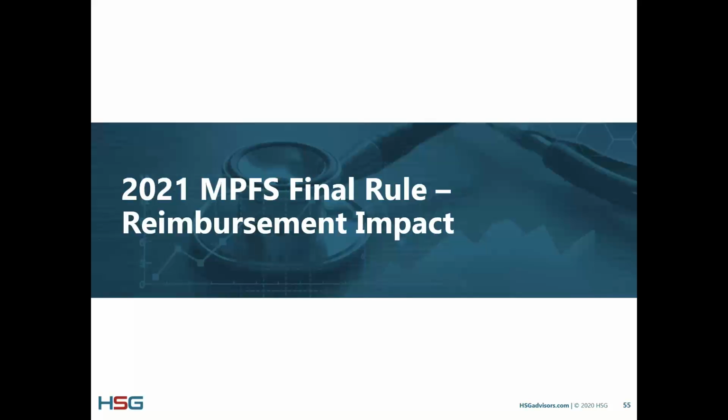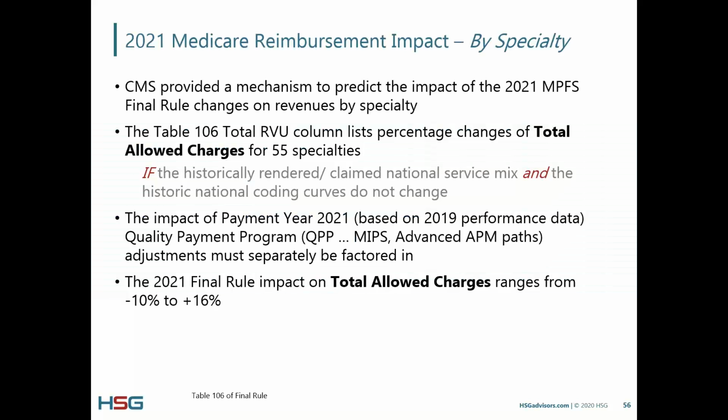So what does this do to reimbursement? And this is probably the most predictable thing, and CMS actually has something out there to look at the impact on reimbursement by specialty. A lot of this is taken straight from the final rule. So table 106 that you can find, it lists the percentage of change of total allowed charges for 55 specialties, and the potential impact from which you can calculate the impact on your individual practice or employee network mix or individual.